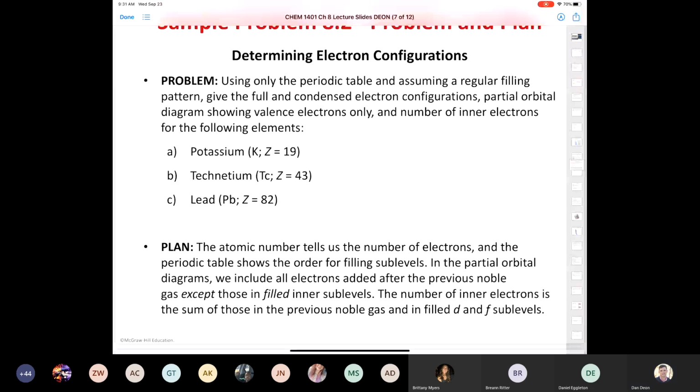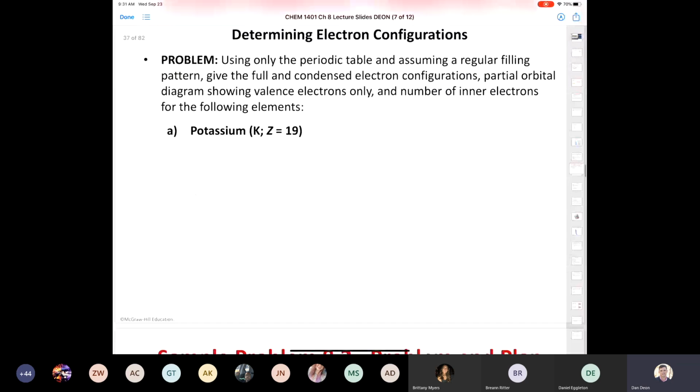Let's give potassium the old college try here. So potassium has a total of 19 electrons.